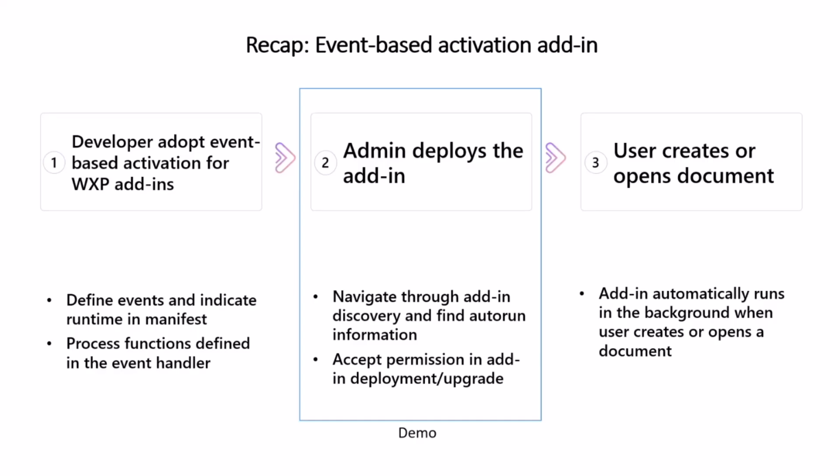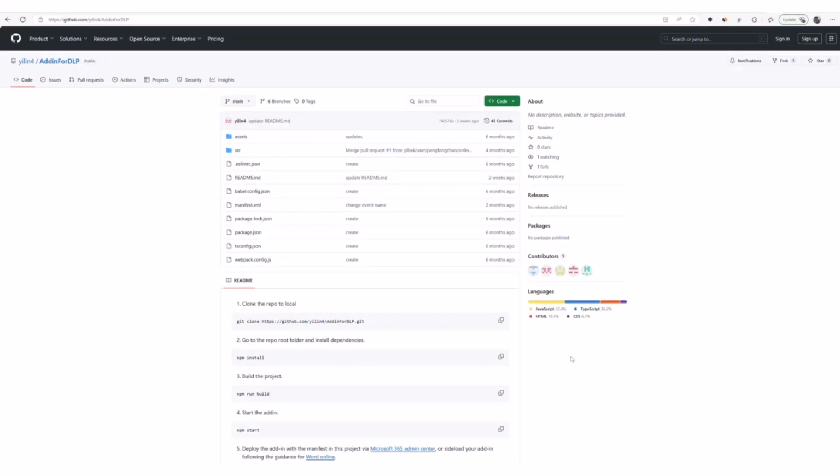So we will demonstrate how an admin can deploy this manifest, deploy this feature, or deploy the related add-ins to the organization. And of course, after the administrator deploys the add-in, when the user creates or opens a document, the add-in will automatically run. So I'll run the demo today.